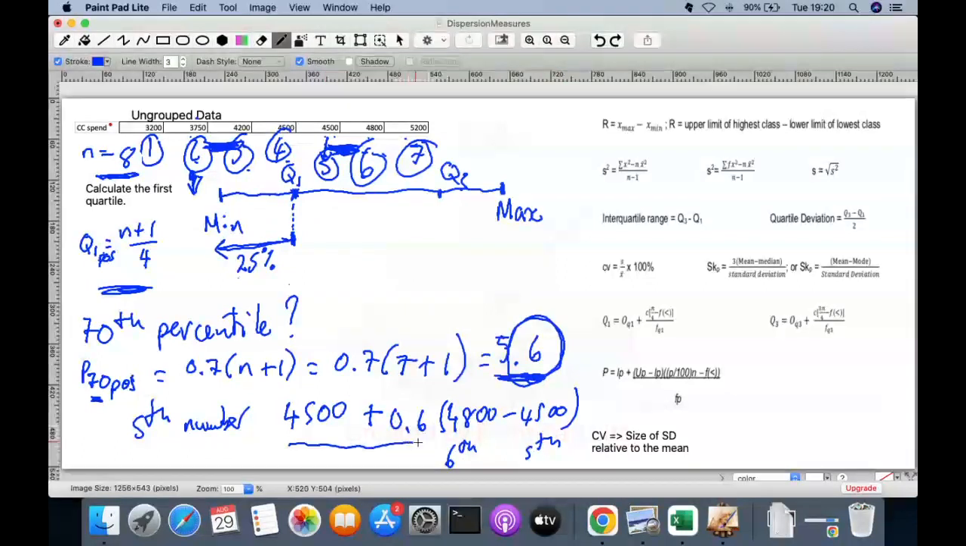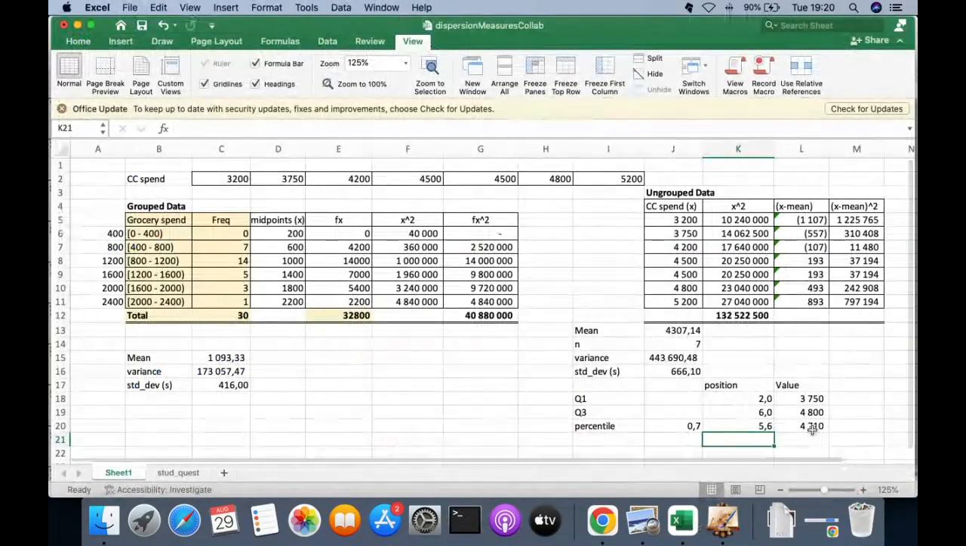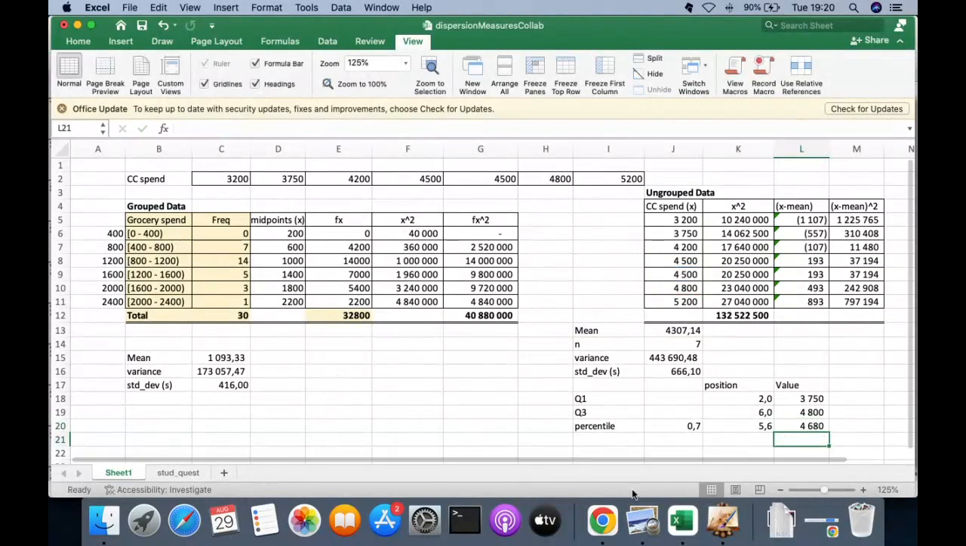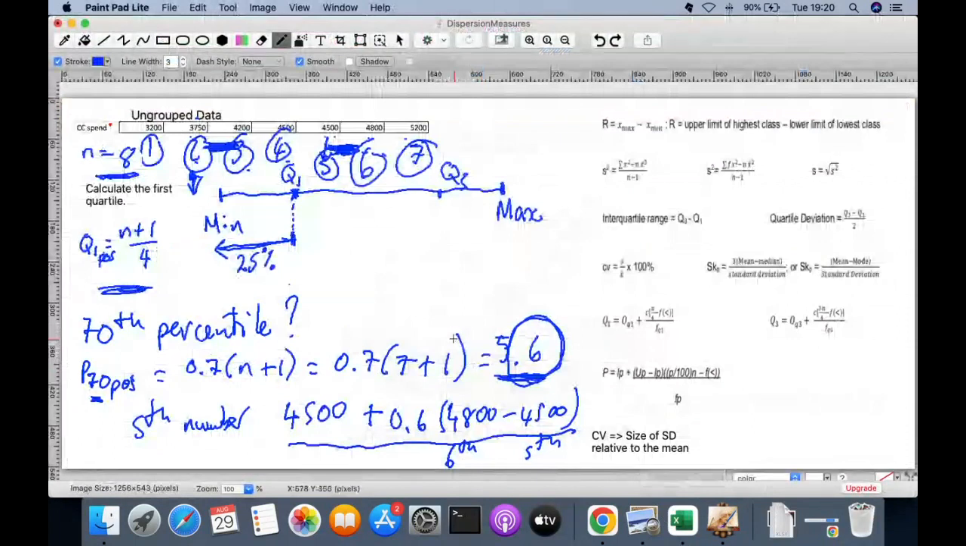You'll punch this into your calculator. If you plug this into your calculator, you should get 4,680. So that's how you find percentiles.